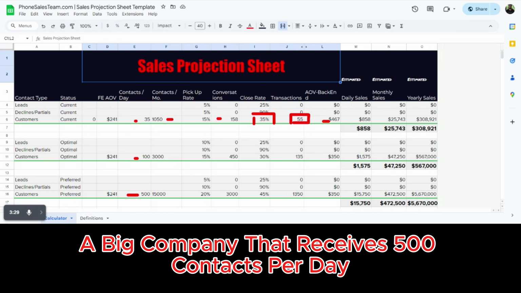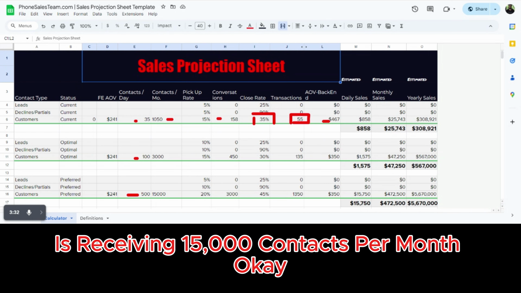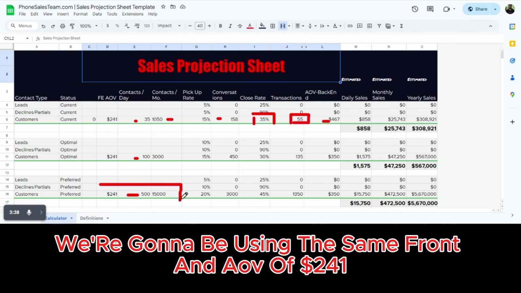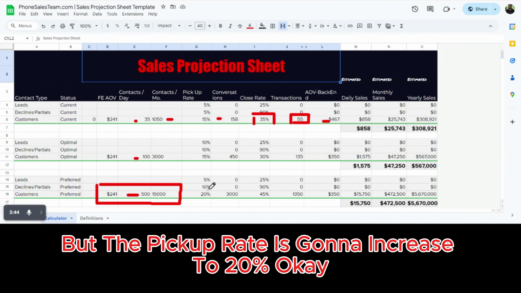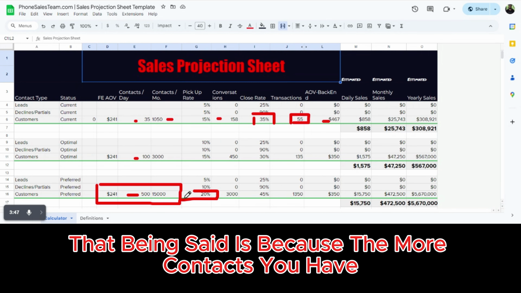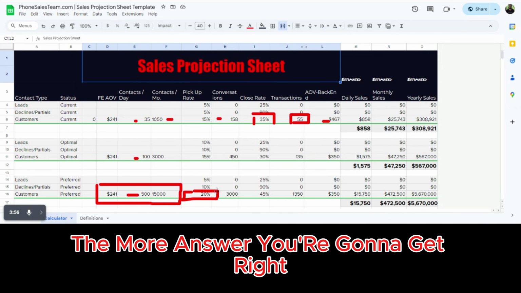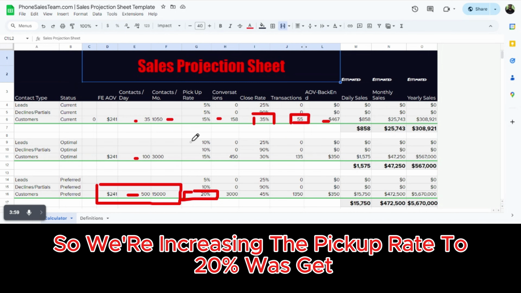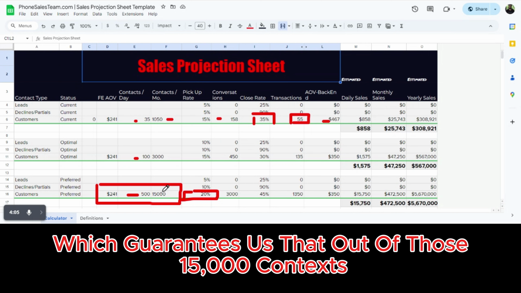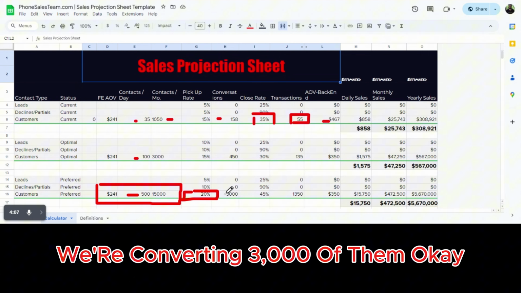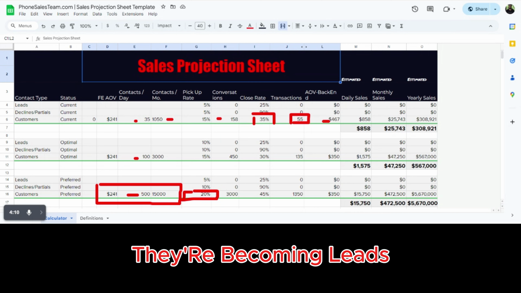A big company that receives 500 contacts per day is receiving 15,000 contacts per month. We're going to be using the same front end AOV of $241, but the pickup rate is going to increase to 20%. That's because the more contacts you have, the more people you have to call, so obviously the more answers, the more pickups you're going to get. So we're increasing the pickup rate to 20%, which guarantees us that out of those 15,000 contacts, we're converting 3,000 of them. They're becoming leads.